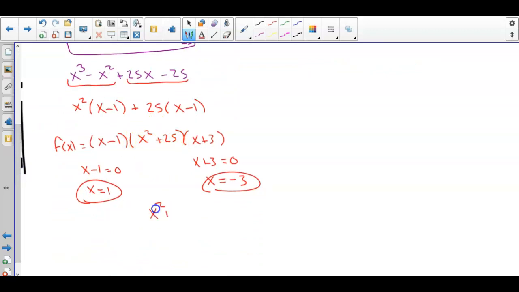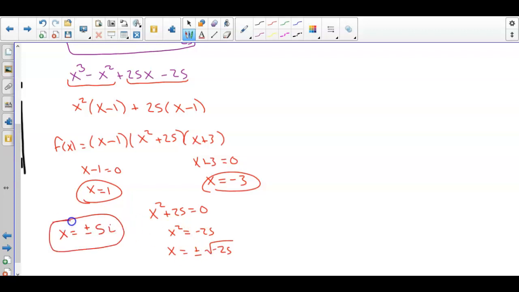If I take x squared plus 25 and I set it equal to 0, if I bring that 25 over to the right-hand side and take a square root of both sides, I'm going to get plus minus the square root of negative 25. Oh boy, square root of a negative. That tells me that we are going to have 2 imaginary solutions. The square root of 25 is 5, and the square root of negative 1 is i. So plus minus 5i would be my other 2 solutions.